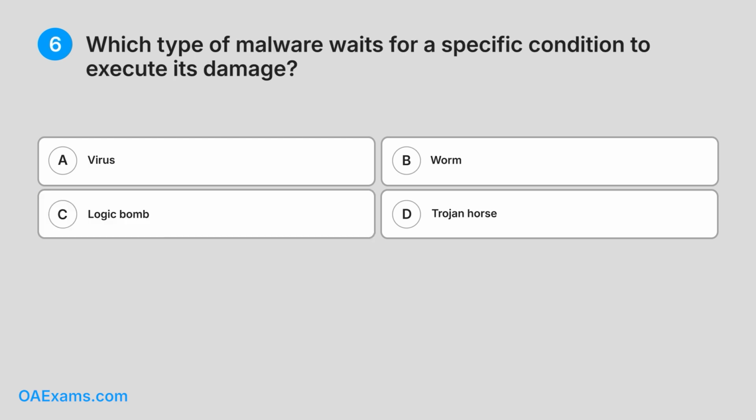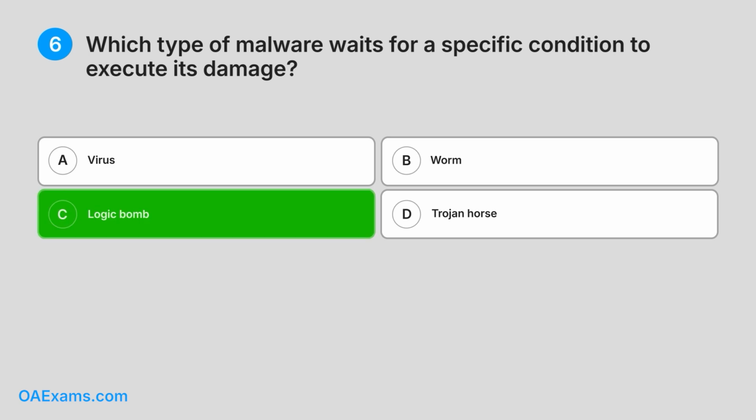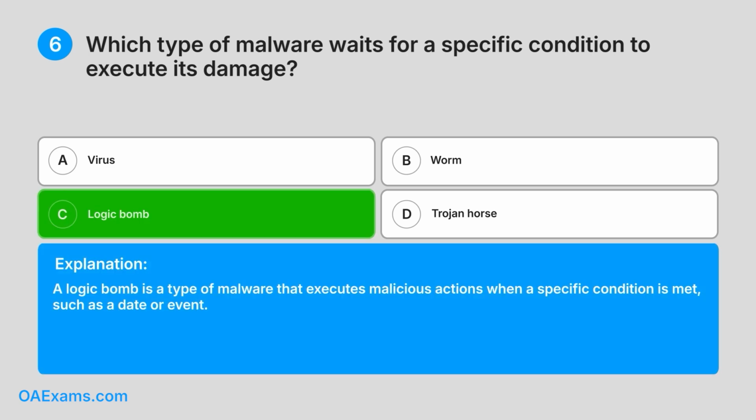6. Which type of malware waits for a specific condition to execute its damage? A. Virus. B. Worm. C. Logic bomb. D. Trojan horse. Can you guess the answer? Correct answer: C. Logic bomb. Explanation: A logic bomb is a type of malware that executes malicious actions when a specific condition is met, such as a date or event.